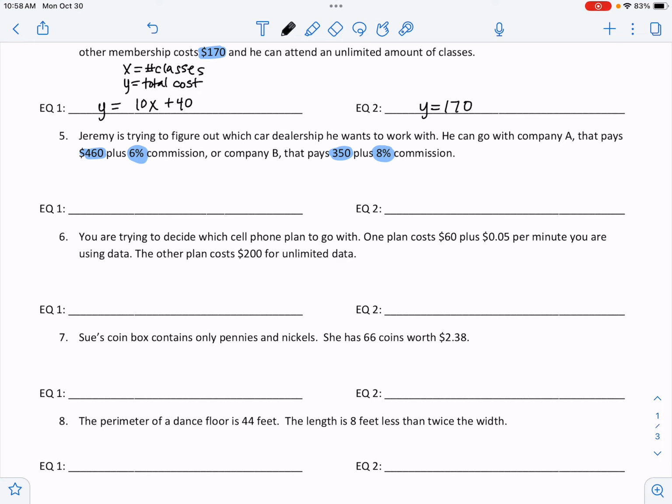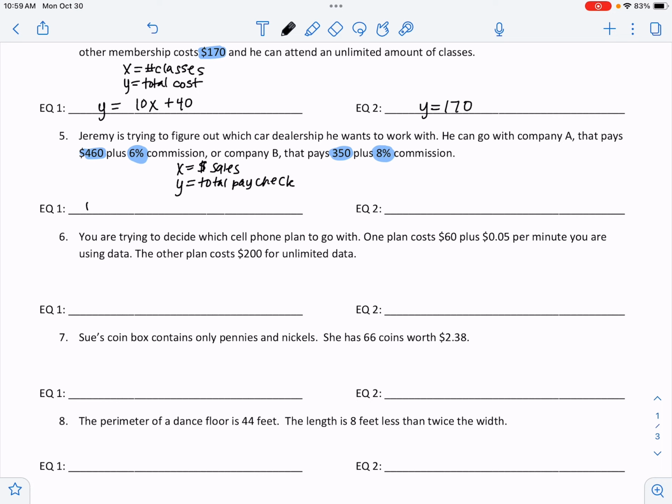And so in this case, commission is what you earn on how much you sell. So if I sell $100 worth of stuff and I earn 6% commission, I would figure out 6% of 100 and I would make $6 on that sale. And so X is the amount of sales, and then Y would be his total paycheck. So both are money.